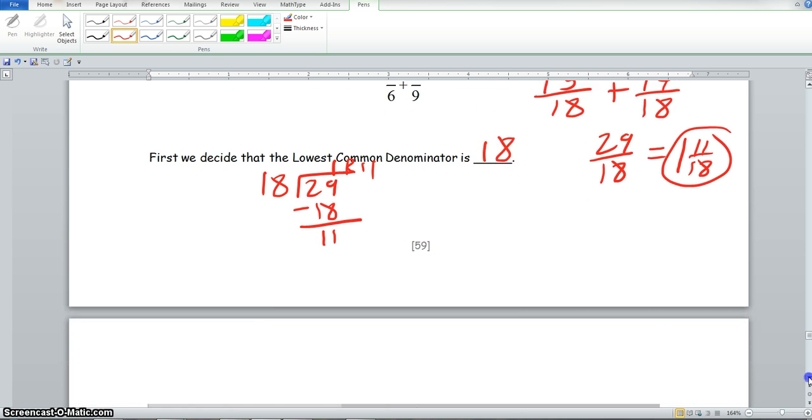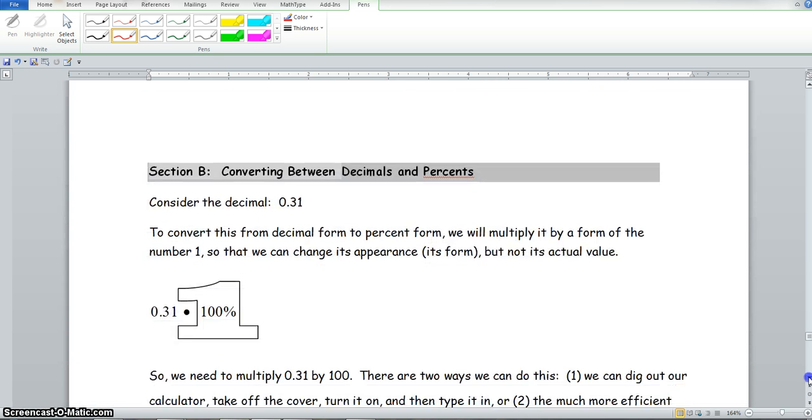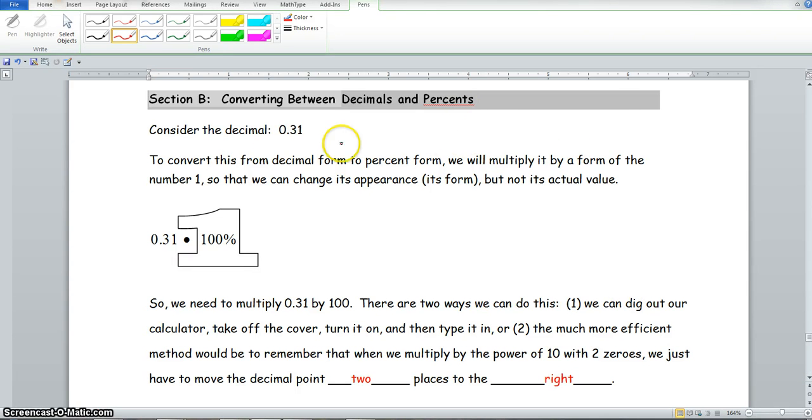Now, we go down here to section B, converting between decimals and percents. Consider the decimal 0.31. To convert this from decimal form to percent form, we will multiply it by a form of the number 1 so that we can change its appearance, its form, but not its actual value. So you would take 0.31 times 100%. So we need to multiply 0.31 by 100.